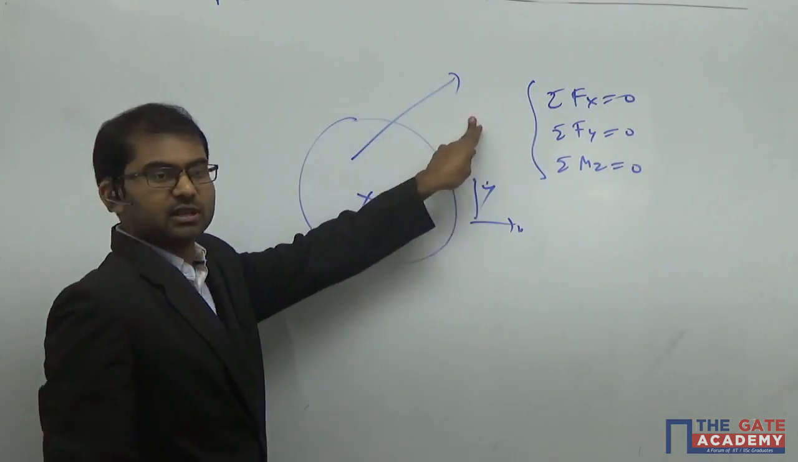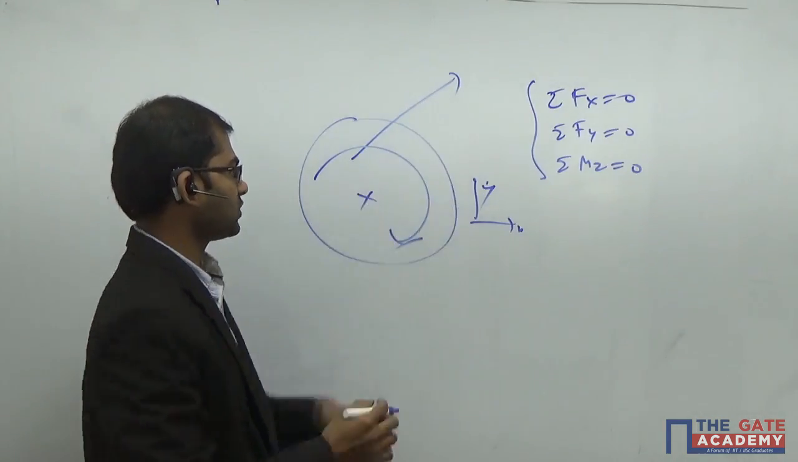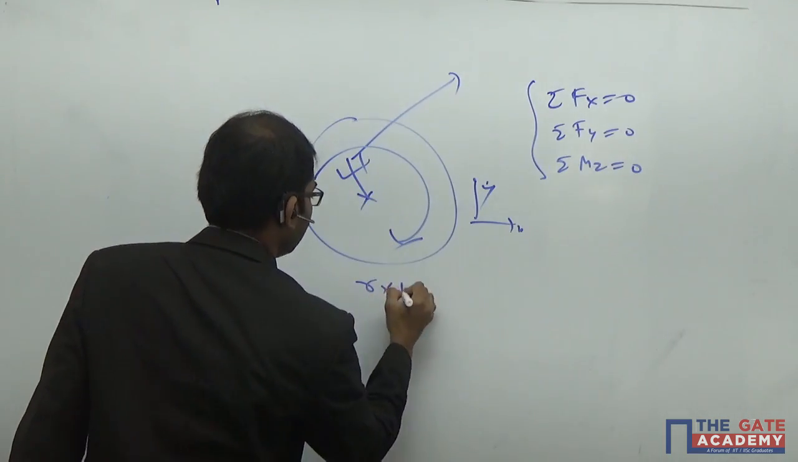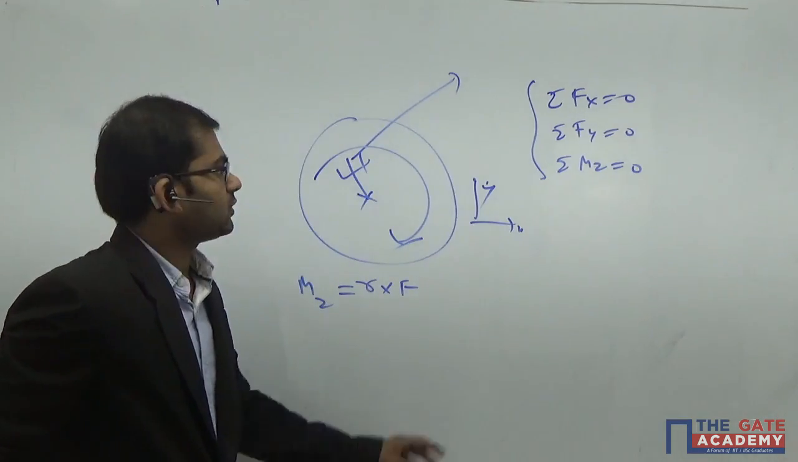The force is on the xy plane here, but it is rotating the pulley about the z-axis. So this moment given by the force F is R into F. R into F is nothing but the moment about the z-axis here. Okay, clear? This is the concept here.